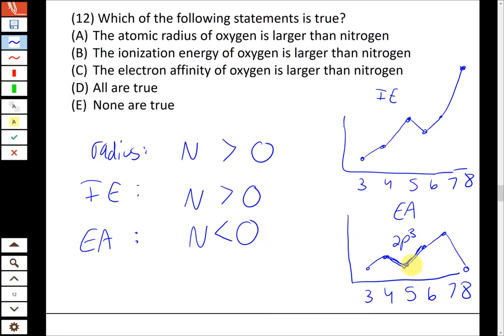Okay, so those are the three comparisons. The first one, the atomic radius of oxygen is larger than nitrogen. That one's wrong. The ionization energy of oxygen is larger than nitrogen. That one's wrong. The electron affinity of oxygen is larger than nitrogen. That one is correct. So choice C would be the right answer here. A and B have the trends reversed for those two elements. All right, so any questions on periodic trends?